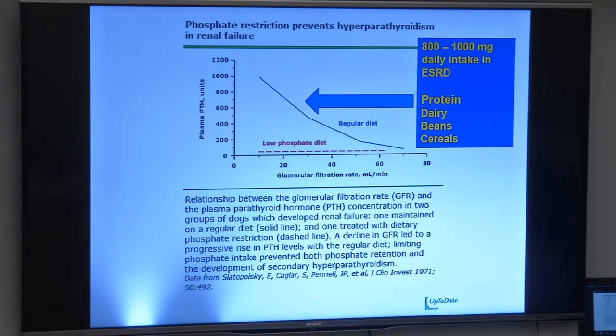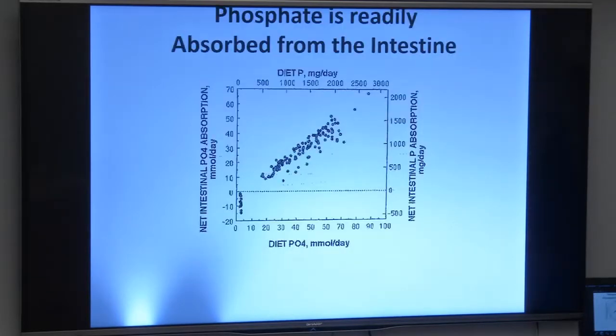But our way to control the phosphorus, as I said, as part of diet and then drugs, is to take advantage of the fact that there's a very nice linear relationship between phosphate absorption and phosphate in your diet. Okay? This is just old physiology.